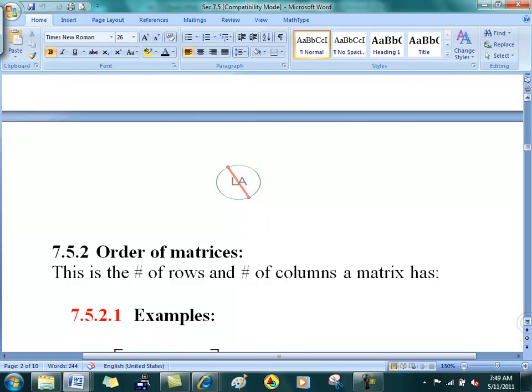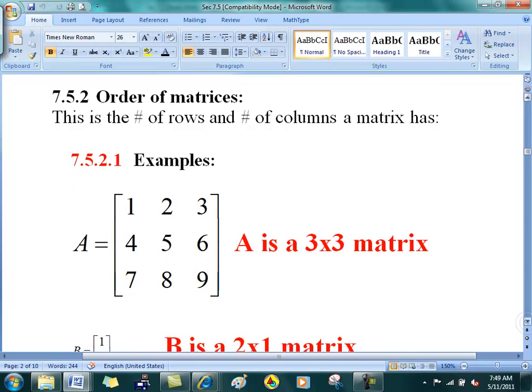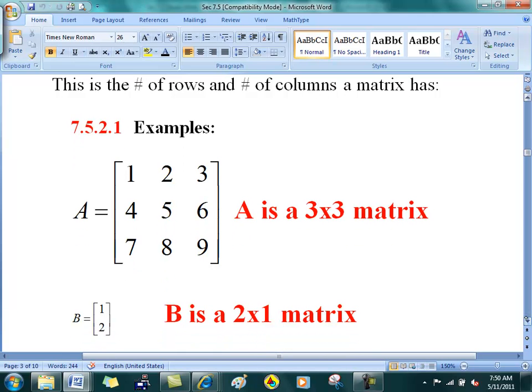Okay, so then there's another technical term called the order of a matrix. Okay, and its definition is right there, as you can see. Okay, so the order of a matrix is the number of rows by the number of columns in the matrix. And there's an example there that tells you that that's a 3 by 3 matrix, and another example that tells you that B is a 2 by 1 matrix because it's got 2 rows and 1 column.